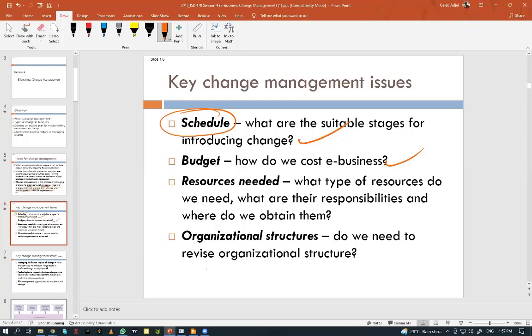Then the next one is the organizational structure. Do we need to revise the organizational structure? You see, when somebody buys something from you online, the top level needs to approve, this one has to approve, this one has to approve before finally the product is sent to the customer. If you don't take care, the customer will not come again, because when there is a high level of bureaucracy, there is a delay in the flow of products and services. So, do we need to revise our organizational structure? That is also a very good question.